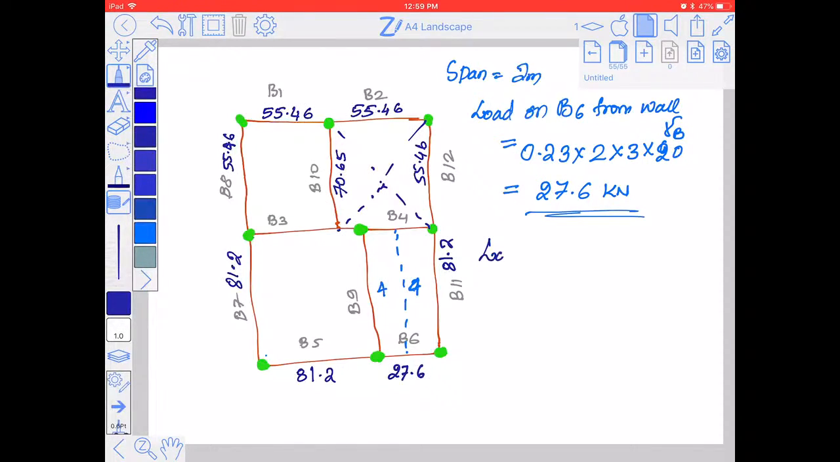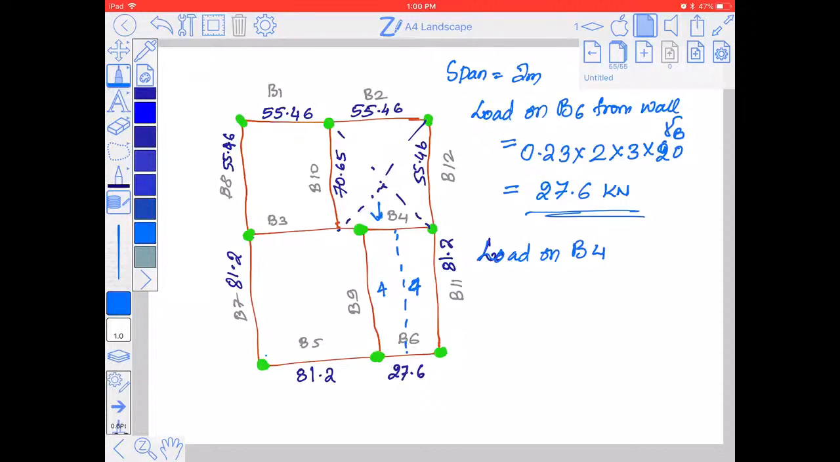Load on B4 is equal to what? First one is the wall load, but before that I'll take this one itself, the load from the slab. 27.6 will be there on B4. Apart from that, we are getting a load from this slab also.